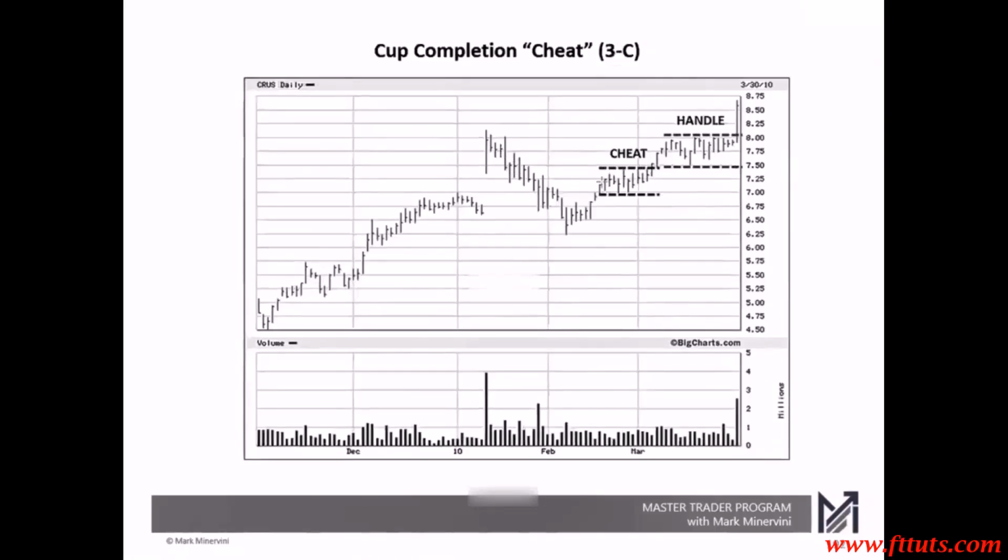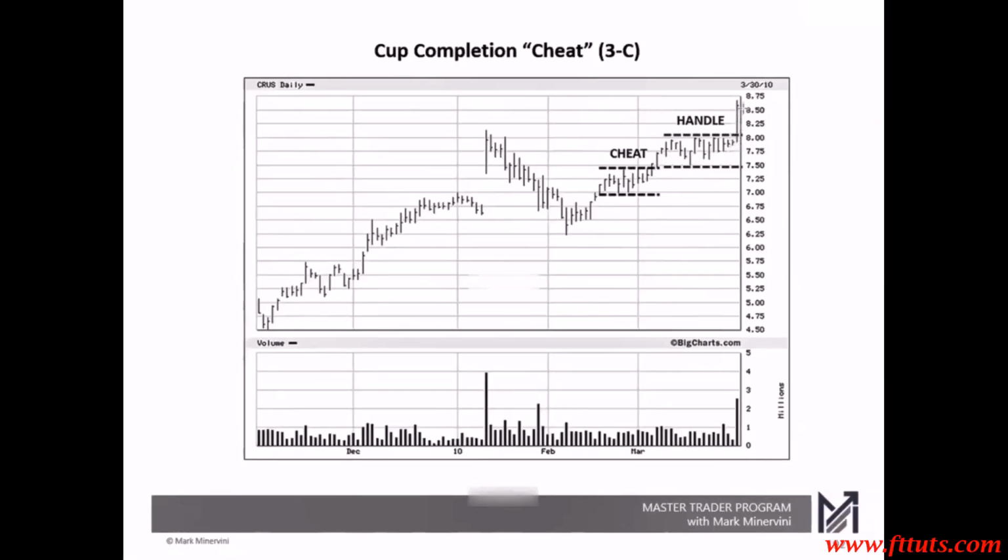So here's the cheat. There's your cup completion cheat. So we buy here. All right, maybe we buy part of the position and now we can pyramid up, or we buy the whole position. Now we go through this pullback, and it should have never stopped you out. It hasn't even barely gone below the purchase price, and it sets up even better. This is even a better looking stock chart now at a higher price.